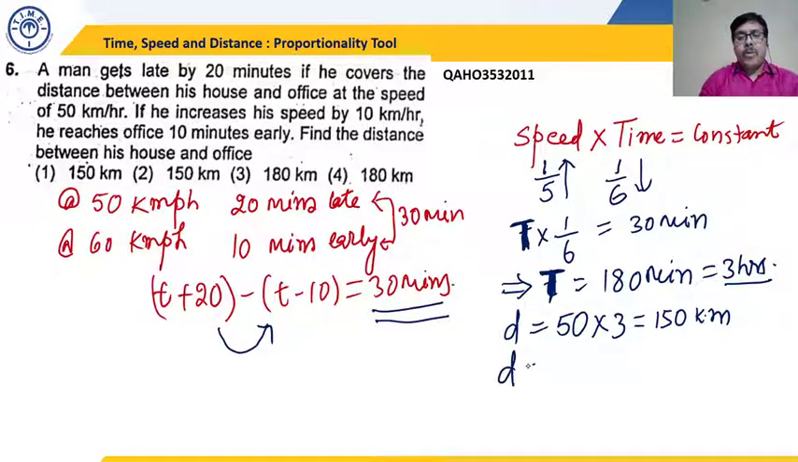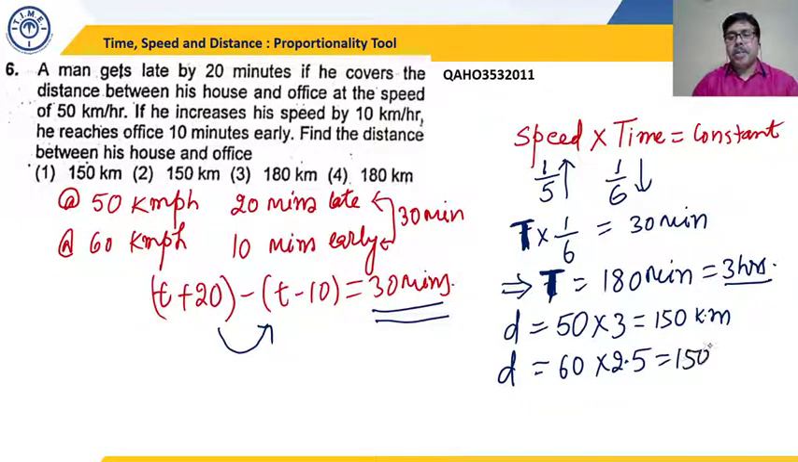Or you can use the second piece of information also. At the rate of 60 km per hour, how much time is he taking? 20 minutes late means 3 hours. 10 minutes early means the absolute difference is 30 minutes. So 3 hours minus 30 minutes is 2.5 hours. So he is taking 2.5 hours at the rate of 60. So 60 into 2.5 is again 150 kilometers. So you can use either piece of information to get the distance. Yes or no? Perfect.